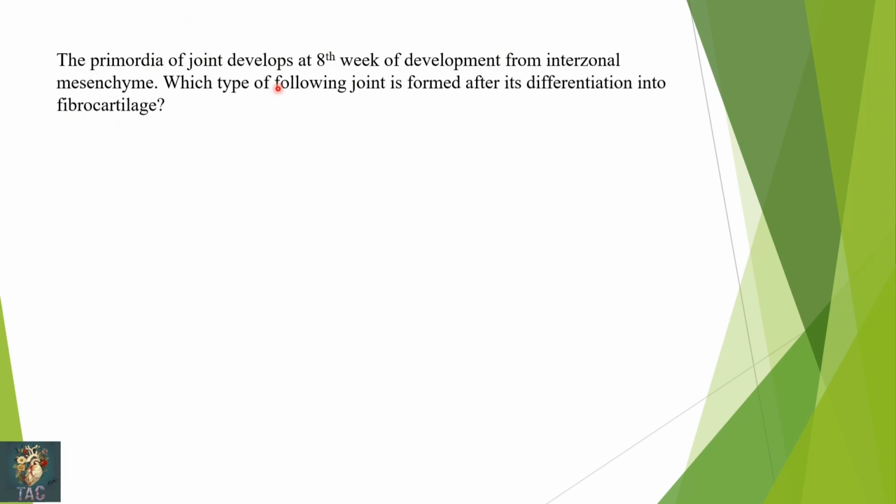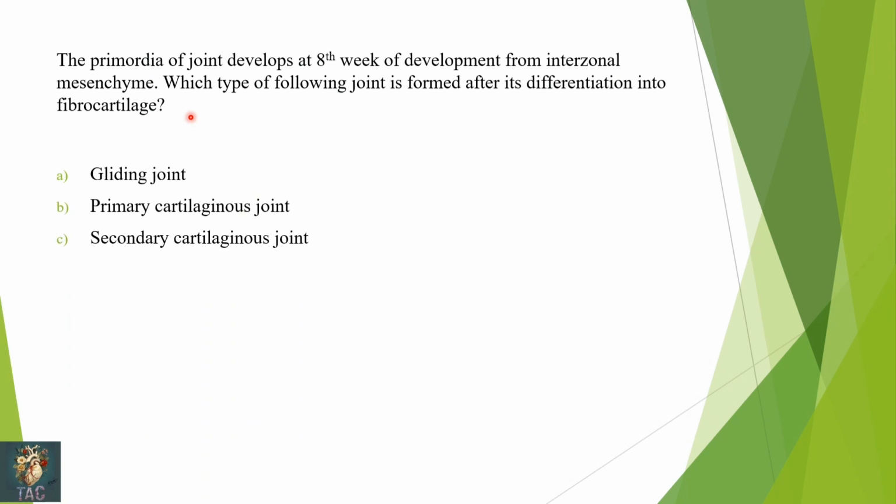Next is, primordia of the joints develop at the 8th week of development from the interzonal mesenchyme. So which type of the following joints is formed after its differentiation into fibrocartilage? That is the gliding joint, the primary cartilaginous joint, secondary cartilaginous joint, sutural joints and synovial joints. So all the others are formed by hyaline cartilage. The only one, the sutural joint, which is present in the skull forming the sutures, is formed by fibrocartilage, and this is the correct option.